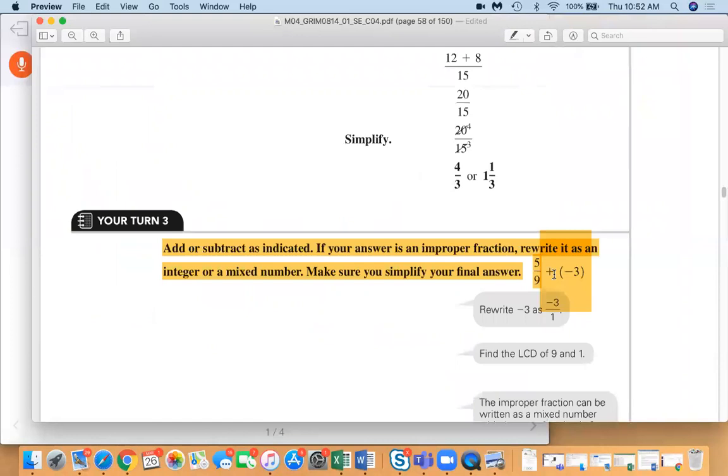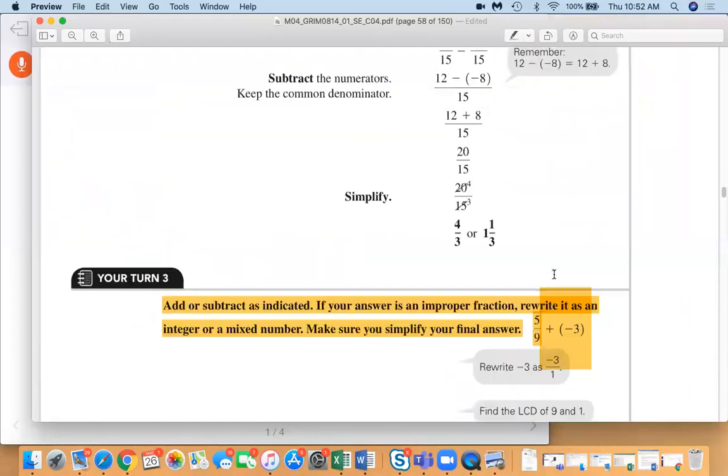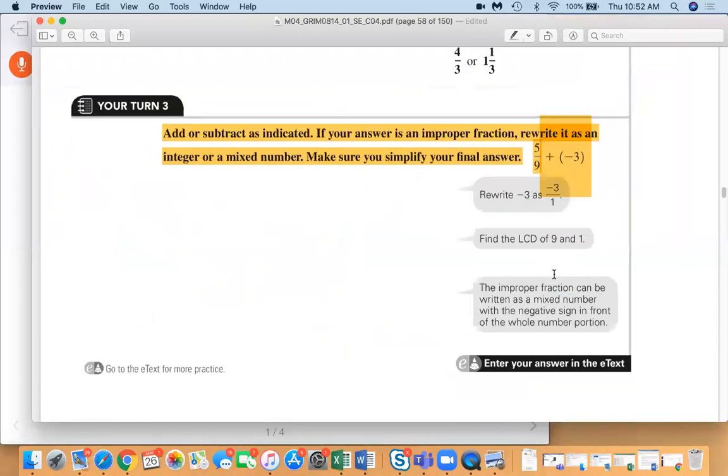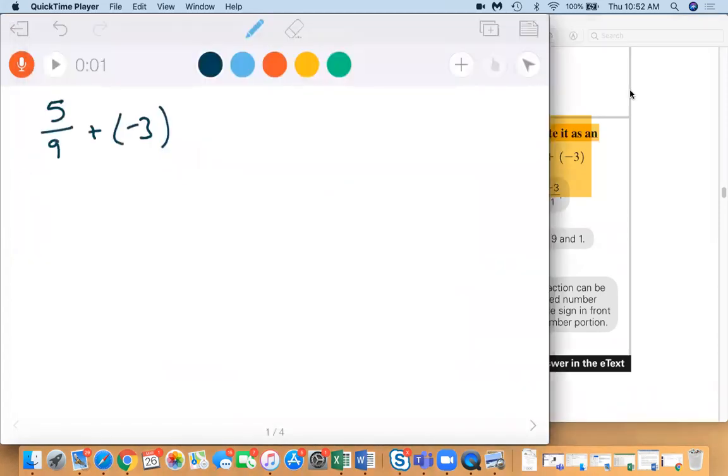All right, let's go down to this other example. So we're on page 58. Your turn 3. I promise I will show you guys this one the first time. We have 5 over 9 plus -3. All right, so it says add or subtract as indicated. If your answer is an improper fraction, rewrite it as an integer or mixed number. Make sure you simplify your answer at the end, right?